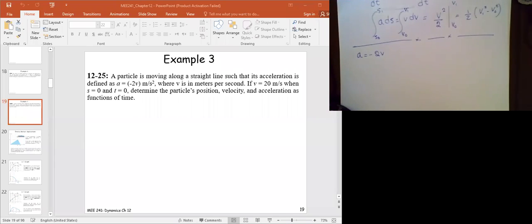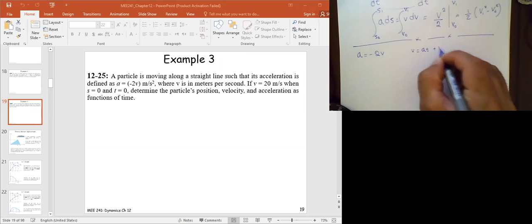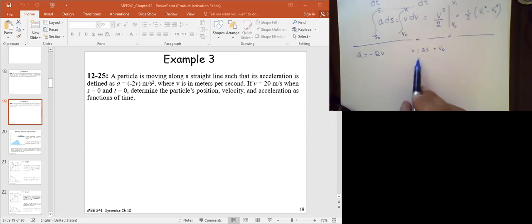I'm sorry? Doctor, isn't there a rule that says v is equal to at plus v0? Can someone comment on this? Is that true or not true? Well, this would only be true if the acceleration is constant, and then you're taking the integral. But here the acceleration is not a constant. It's a function of the velocity.